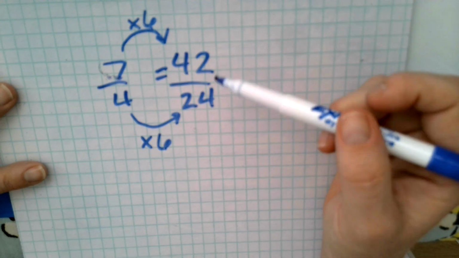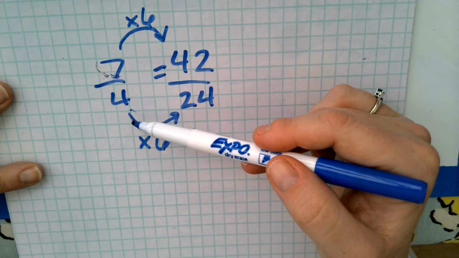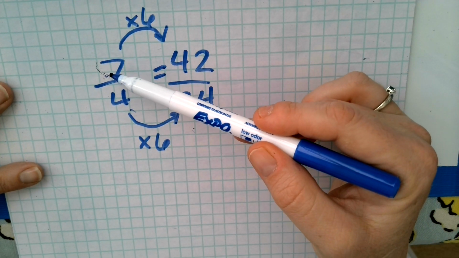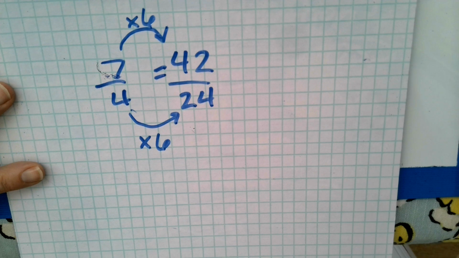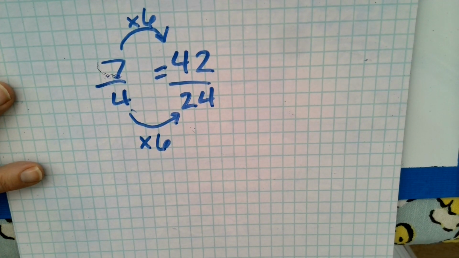And you do your quick double check and you say, yep, top is bigger than the bottom, top is bigger than the bottom. Here we multiplied by 6 to get from 4 to 24. We multiplied 7 times 6 to get to 42. That makes sense. So we have solved this proportion using multiplication.